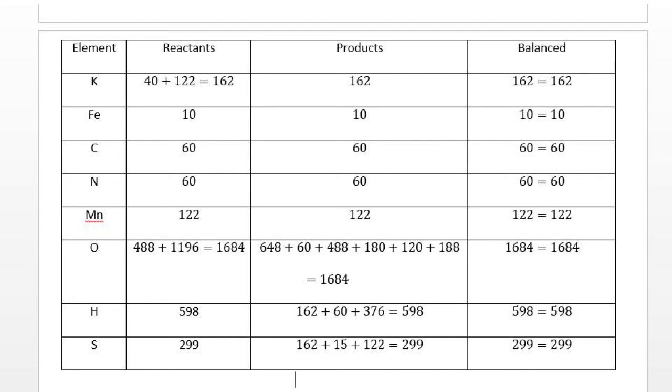Then for the checking, in the table that you've seen on the screen, as you can see, the number of atoms in every element in both reactants and products are equal or balanced. That's how we balance a complex chemical equation using RREF.